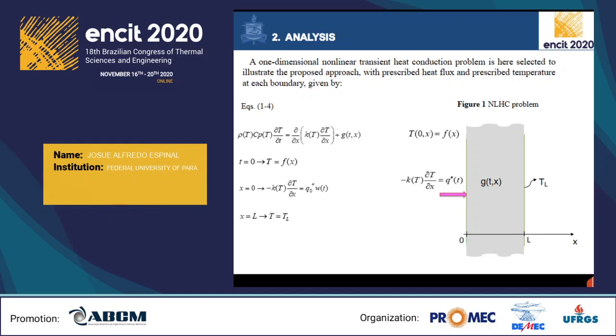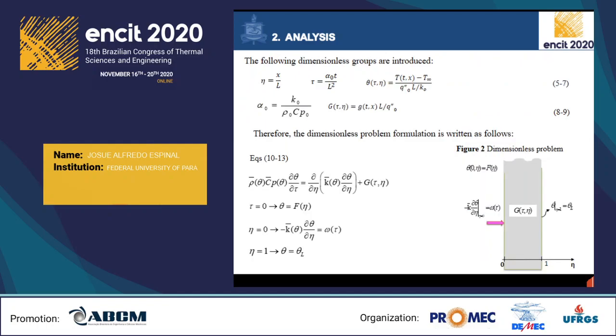A one-dimensional nonlinear transient heat conduction problem is here selected to illustrate the proposed approach, with prescribed heat flux and prescribed temperature at its boundaries, given by equations 1 to 4. The dimensionless groups of equations 5 to 9 are introduced. Therefore, the dimensionless problem formulation is written as equations 10 to 13.